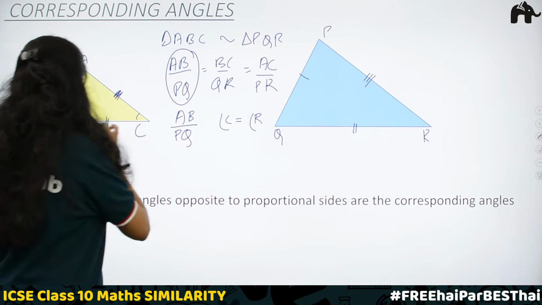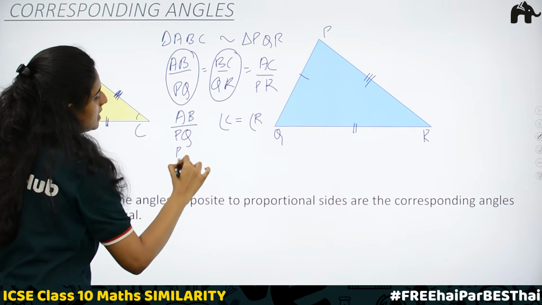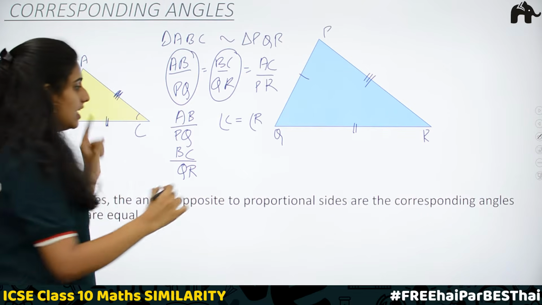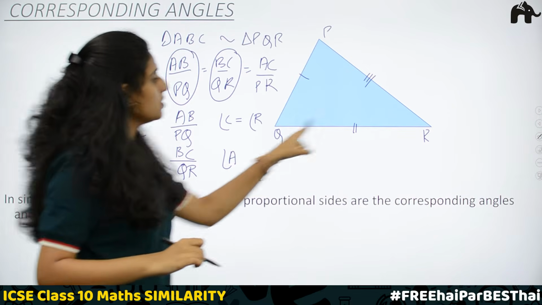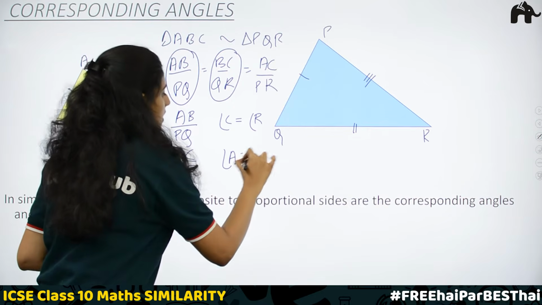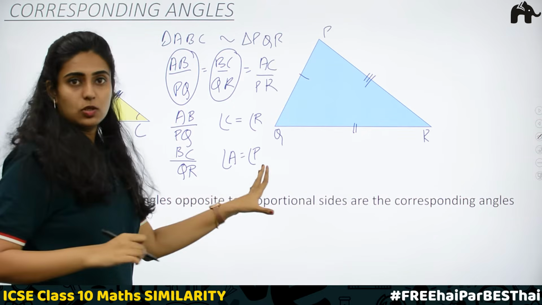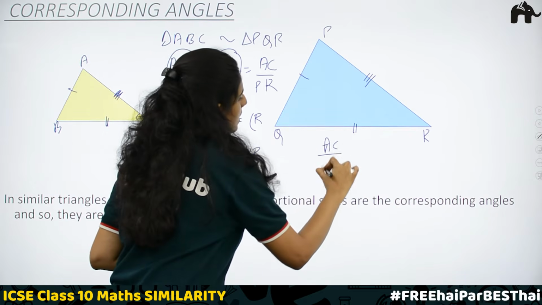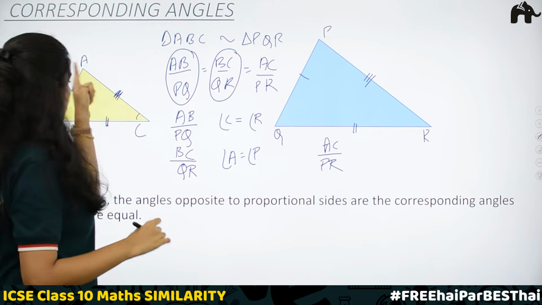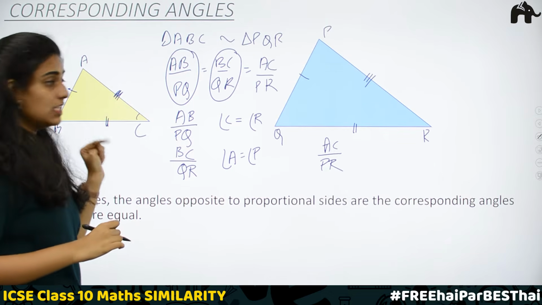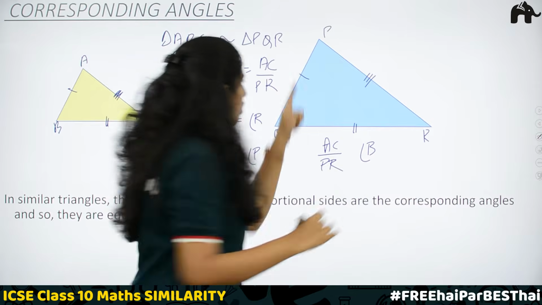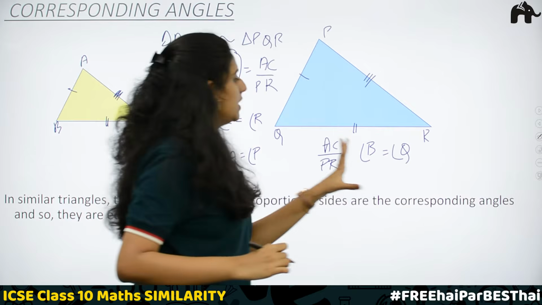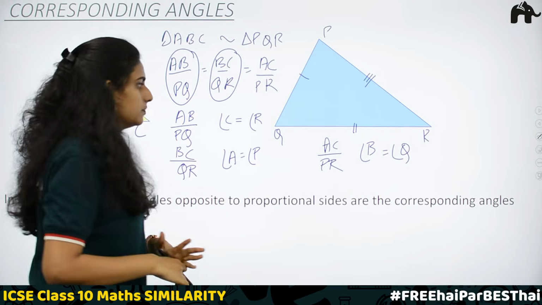Clear? When you take the ratio BC by QR, opposite to BC we have angle A, and opposite to QR we have angle P. Angle A will be equal to angle P. Now, the third ratio, AC by PR. Opposite to AC, we have angle B, and opposite to PR, we have angle Q. Angle B will be equal to angle Q.